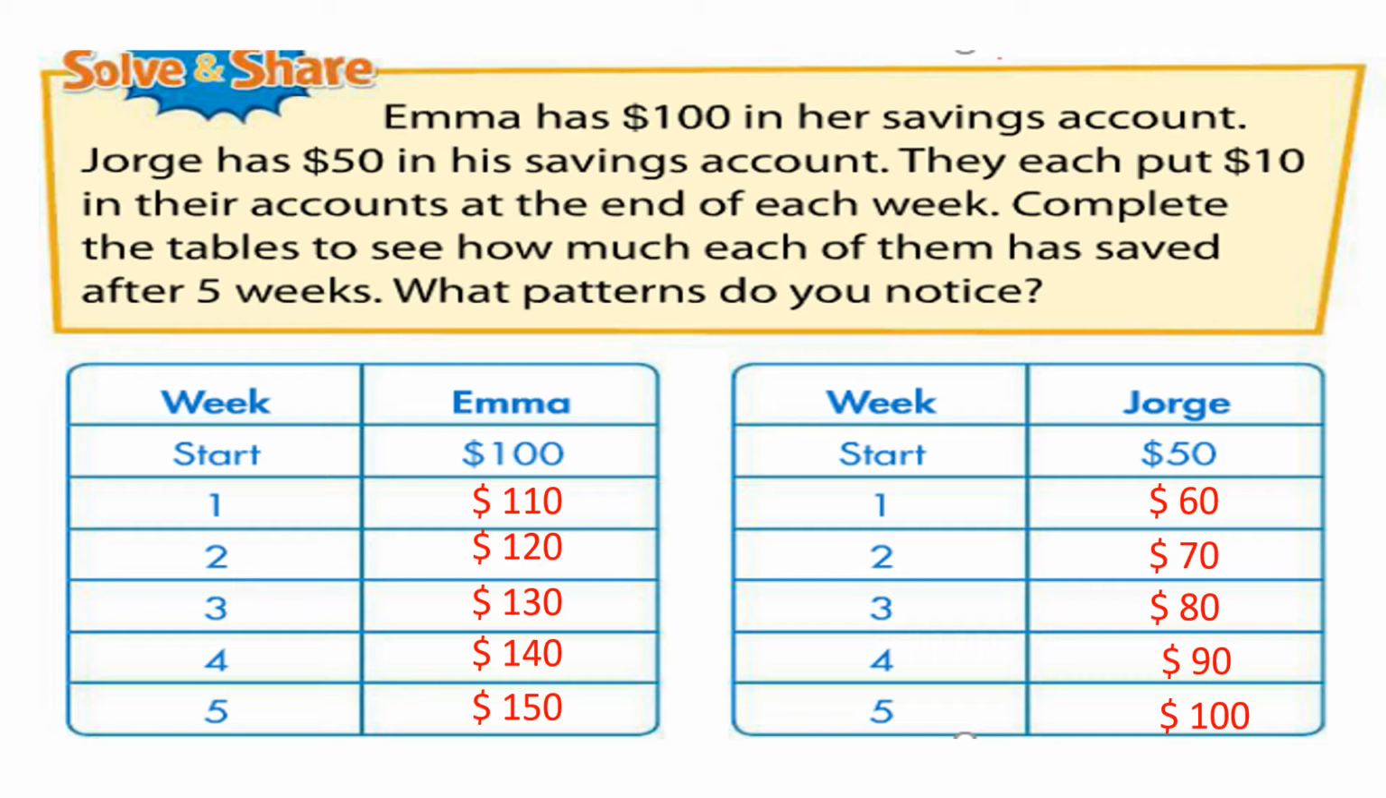So he said in the question, complete the tables. Of course, we completed the tables easily now. After that, to see how much each of them has saved after 5 weeks: after 5 weeks, Emma has saved how much money? It is shown here. It is so clear here. For the fifth week, Emma has saved $150. Of course, it will be $150. For George, at the end of the fifth week, he has also saved $100.